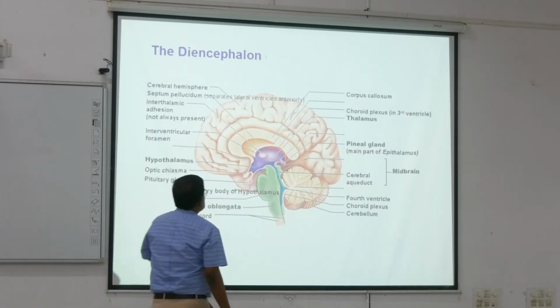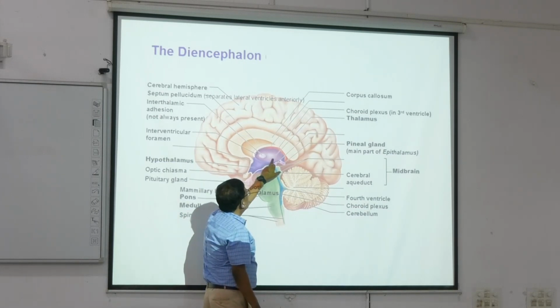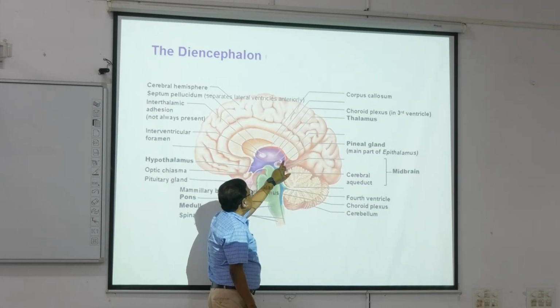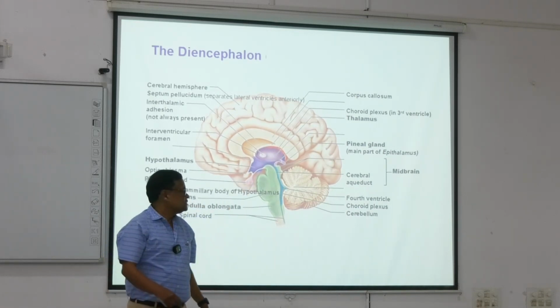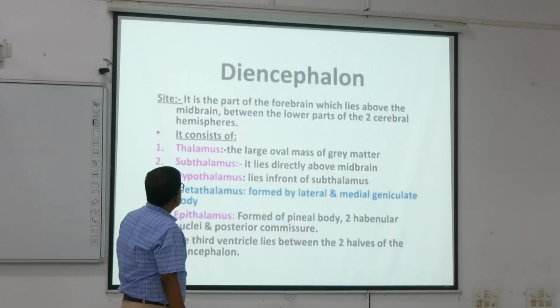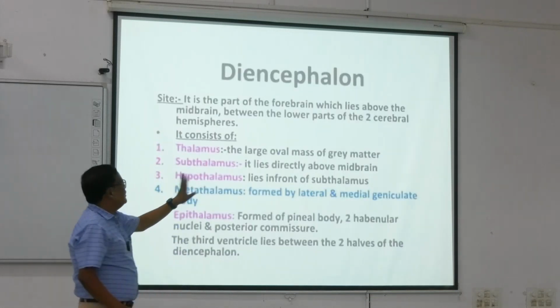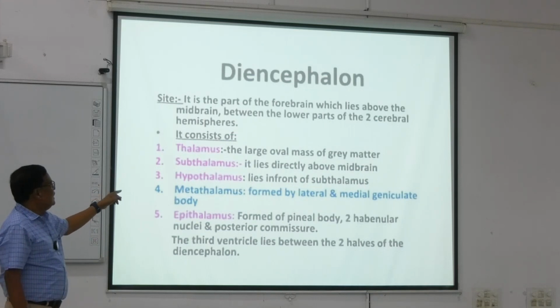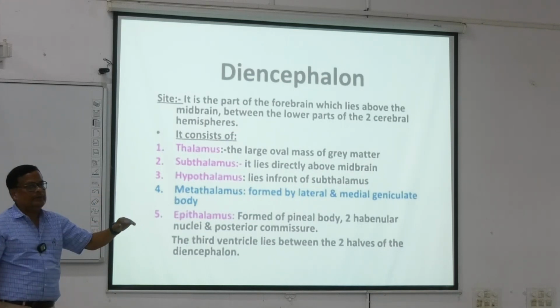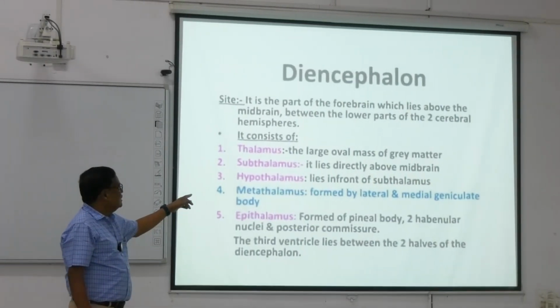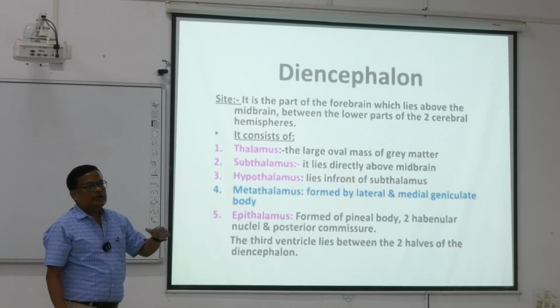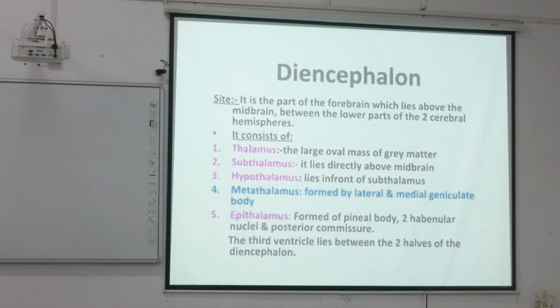Again, this is the thalamus, this is the hypothalamus, this is the epithalamus, the metathalamus, and below it is the subthalamus, a very small zone. Thalamus, the large oval mass of gray matter. Subthalamus lies directly above the midbrain, below the thalamus. Hypothalamus lies just below the thalamus, in front of the subthalamus.